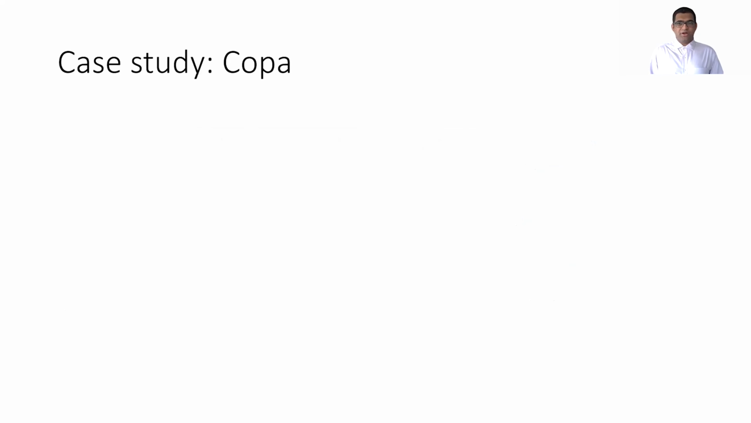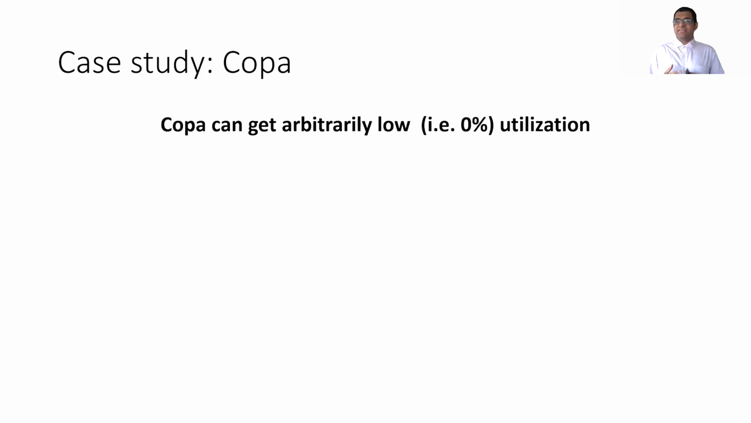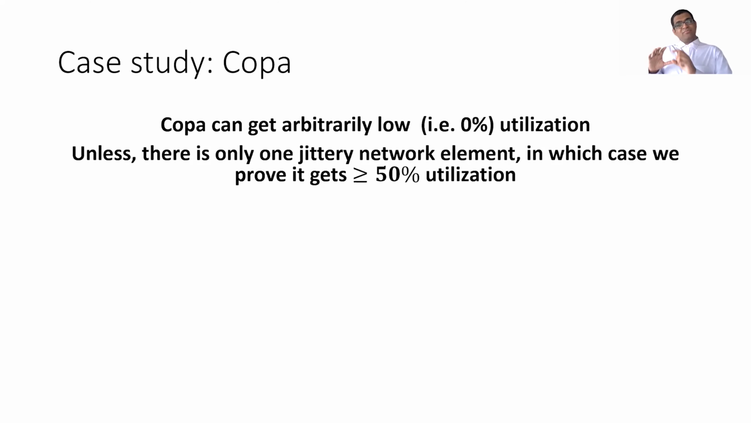We also studied COPA, and we asked SIGCOMM whether there are cases where it can get low utilization. And it answered yes, it can get arbitrarily low utilization. Then we asked SIGCOMM, let's modify the model such that it can only emulate one jittery network element, where previously the adversary could emulate multiple jittery network elements. And then we were able to prove using SIGCOMM that COPA will always get greater than 50% utilization.